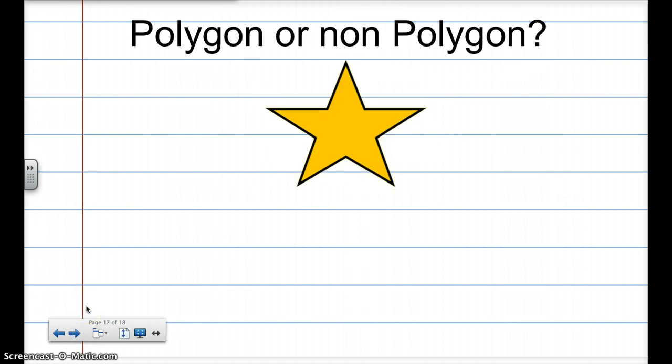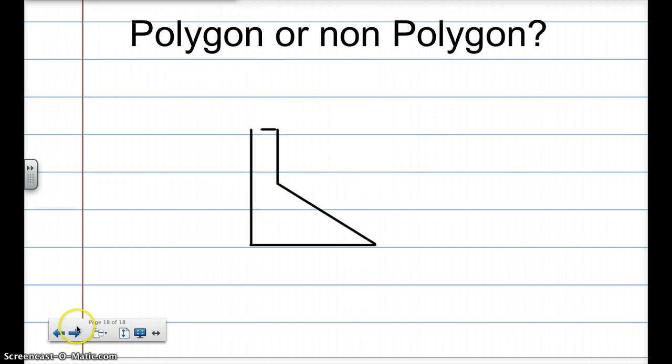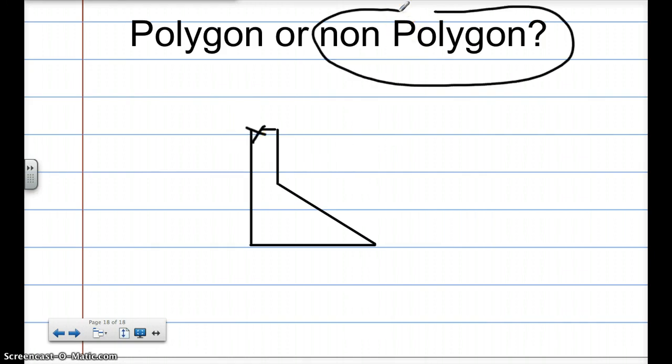Polygon or non-polygon? This is a polygon. It still has straight sides. It may be a little bit curved in or angled in, but the angles don't matter. It still has straight lines. So therefore, it is a polygon. It meets the rule. Polygon or non-polygon? Well, this one's tricky. It has straight lines, but it is not closed. So it is a non-polygon.